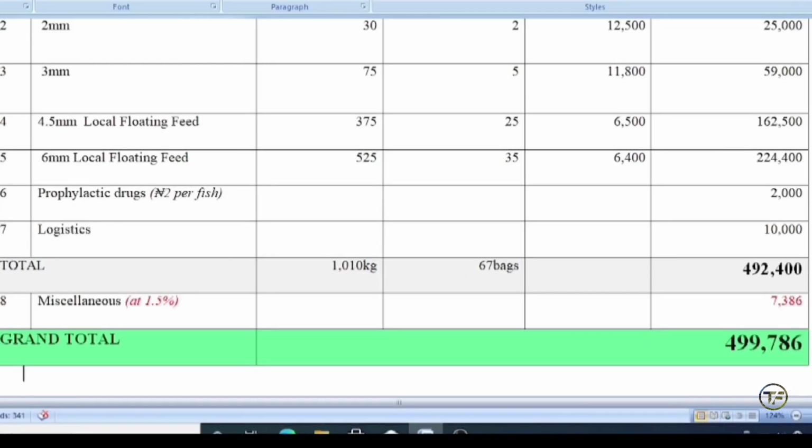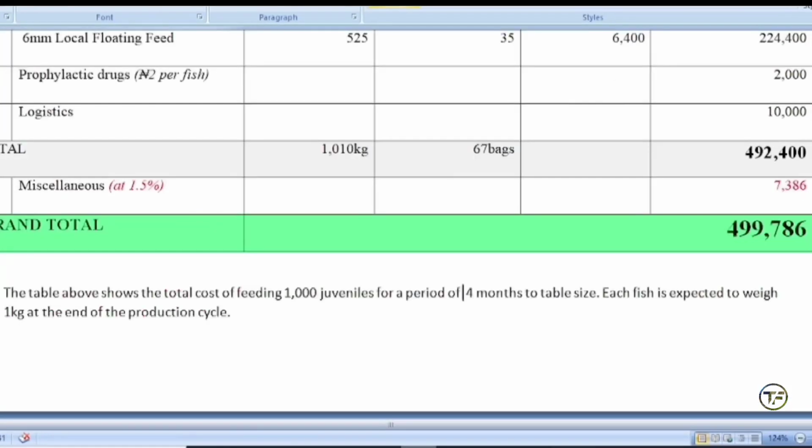Now you should know, like I said in the beginning, the total cost of feeding is different from the total cost of raising. That's the total. You can see it there. This is close to 500,000 naira. So if you would want to feed your fishes and treat them with logistics, know that you're going to be spending around 500,000 naira approximately. Now, as you can see here, I wrote the table above shows the total cost of feeding.